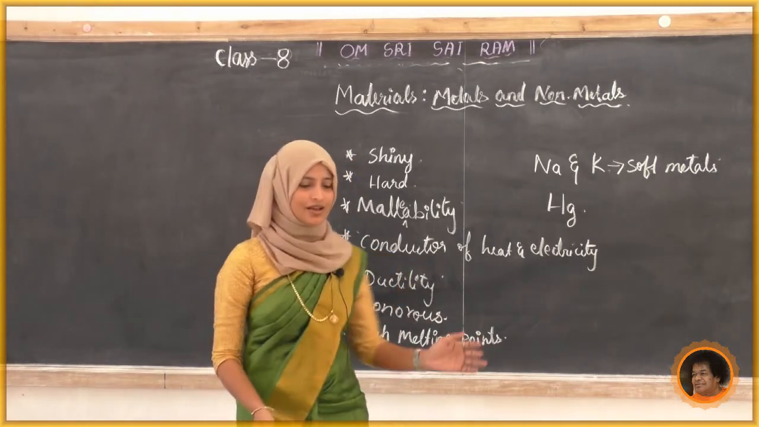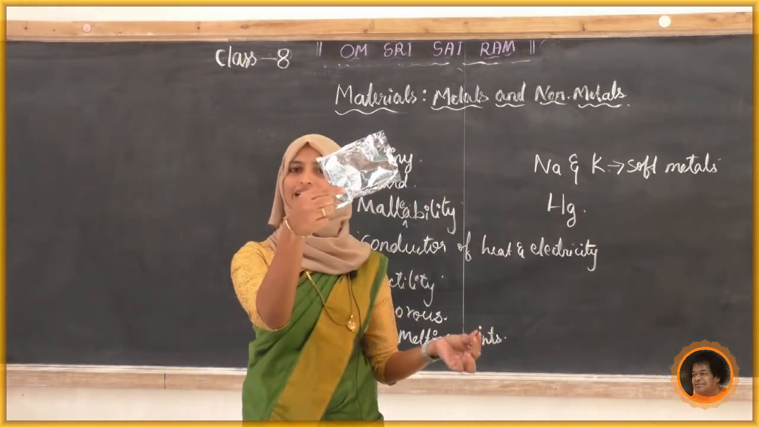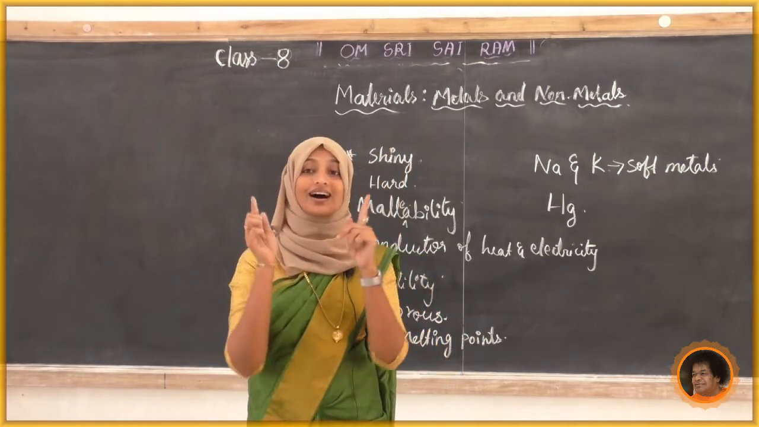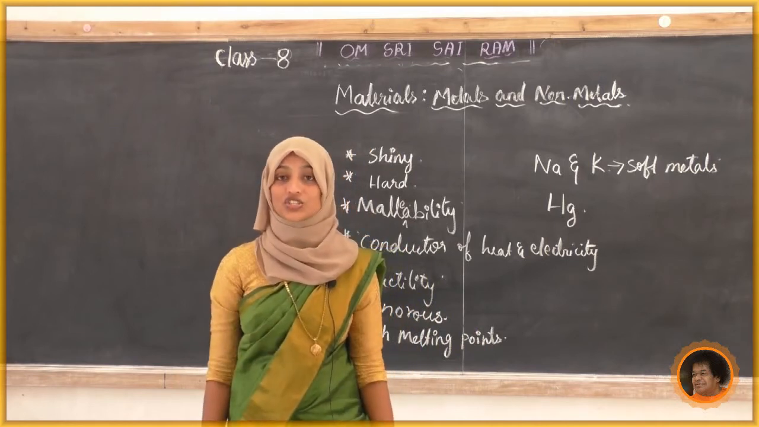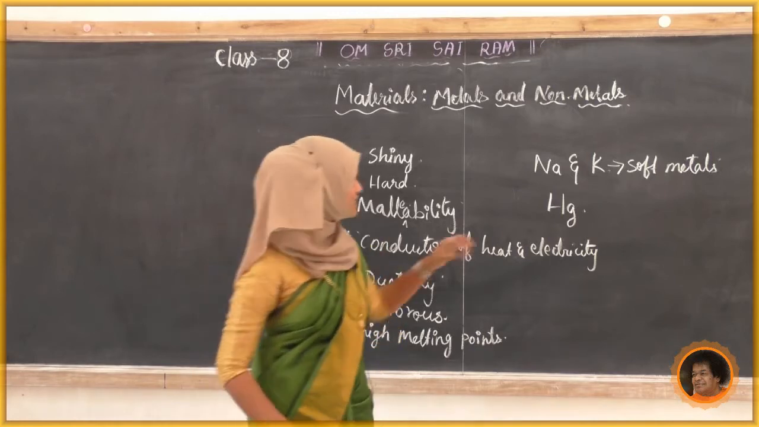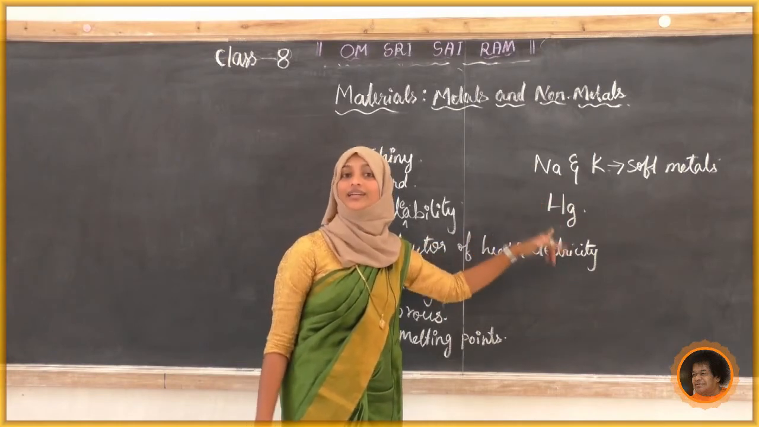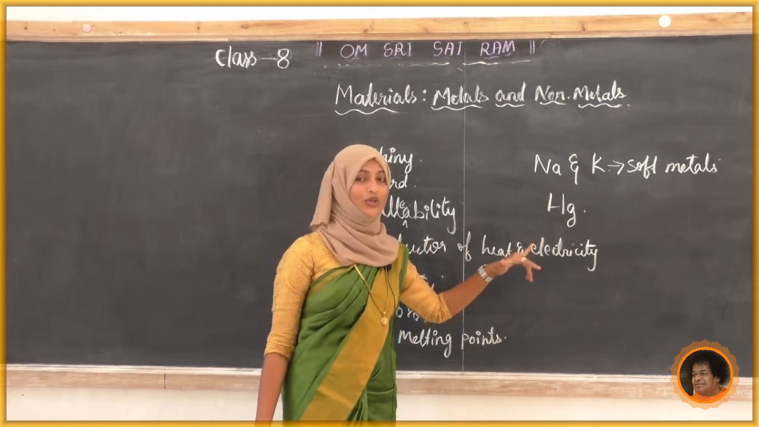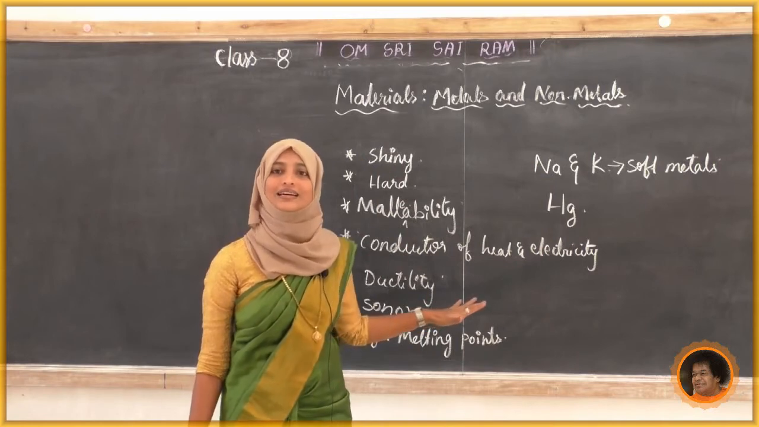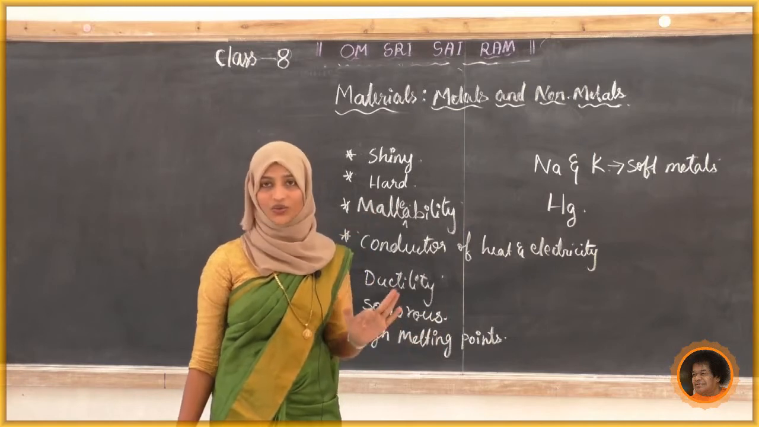Other all metals, we can see iron knife, see, iron it is. We can see aluminium, upon that we can see gold, silver, all those things, they are solid in their nature. In room temperature they are solid, but the only exception is mercury. Mercury is always liquid at room temperature. So we come to know, these are the exceptions. All other metals have similar physical properties. Only the exceptions are sodium, potassium and mercury.